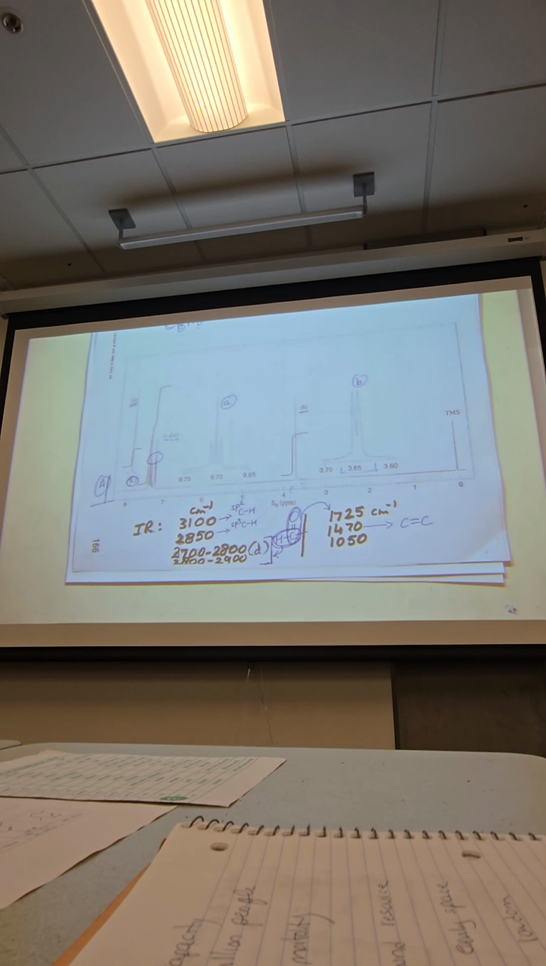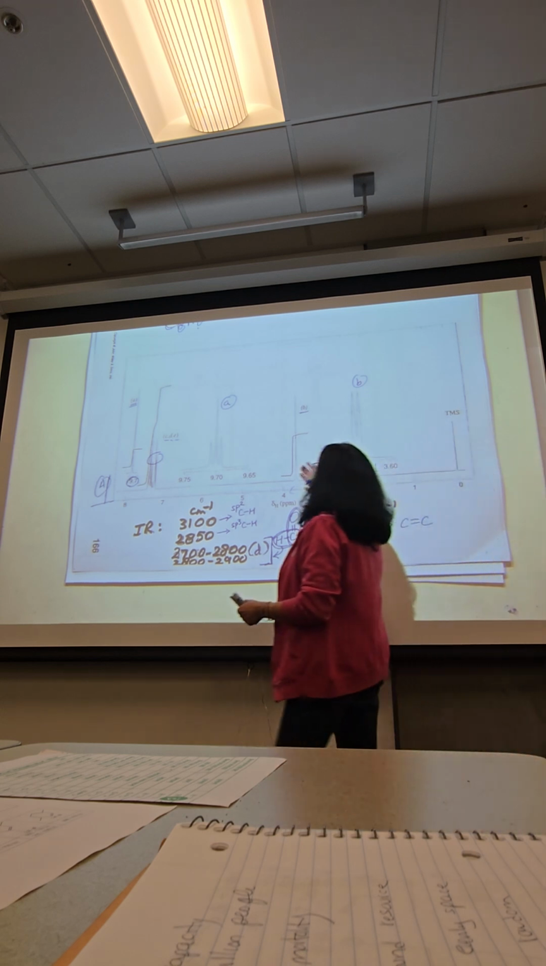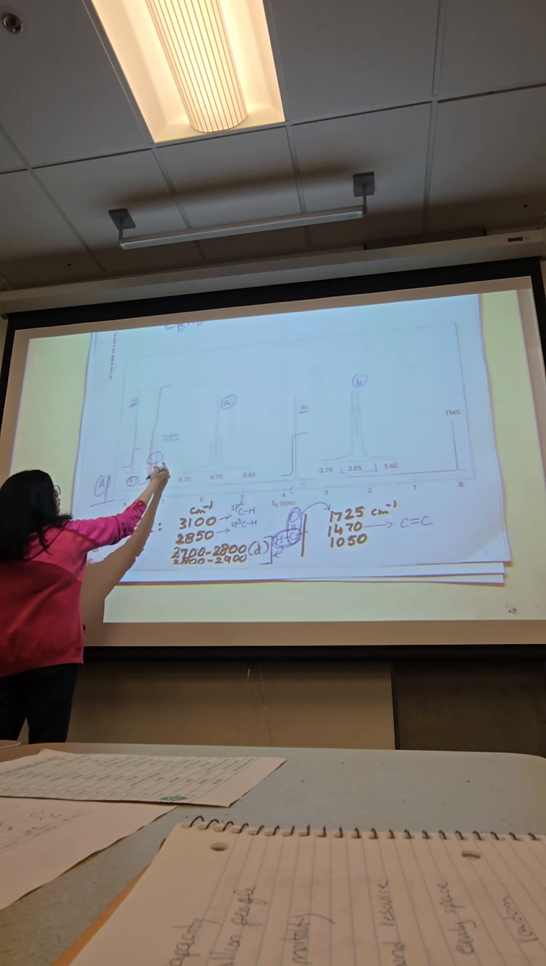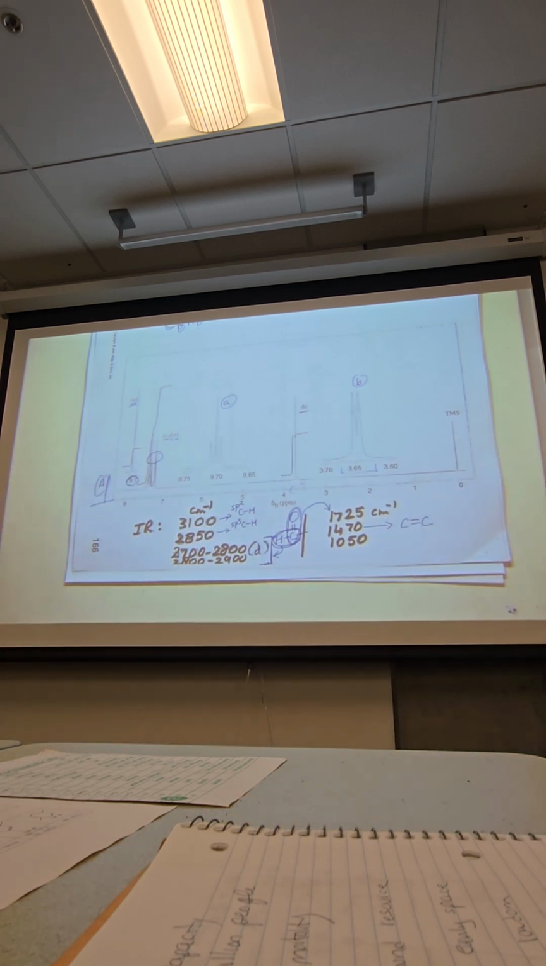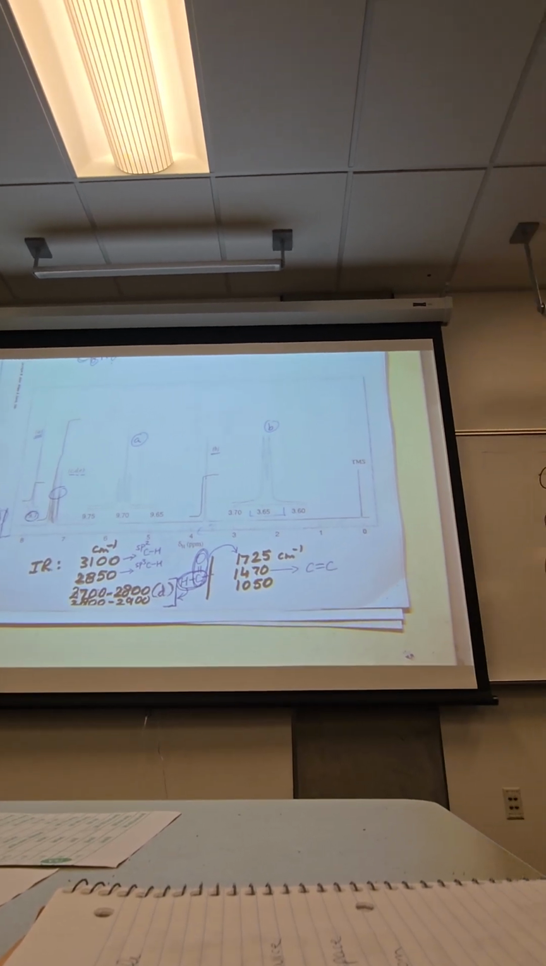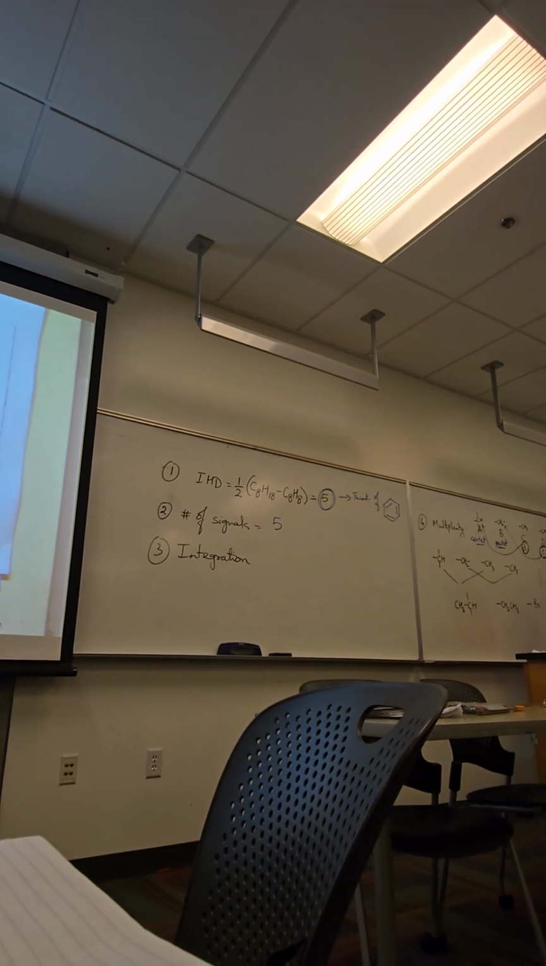Now let's calculate the IHDs. So what's the total number of signals again? 1, 2, 3, 4, 5. Oh, 5 signals. 5 total, right? 5 types of hydrogens first. Okay, let's do integration now.